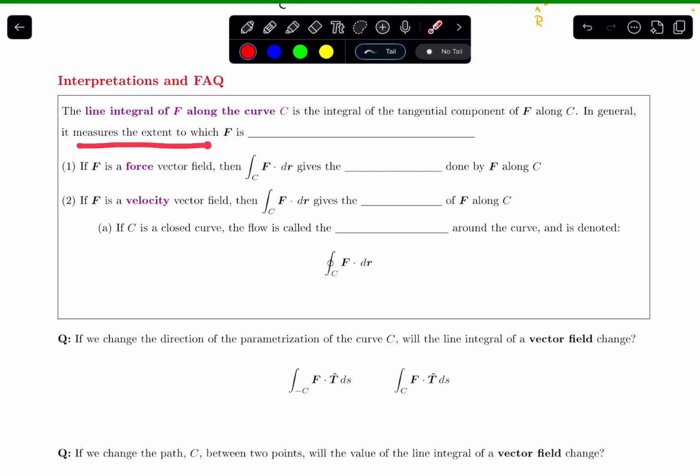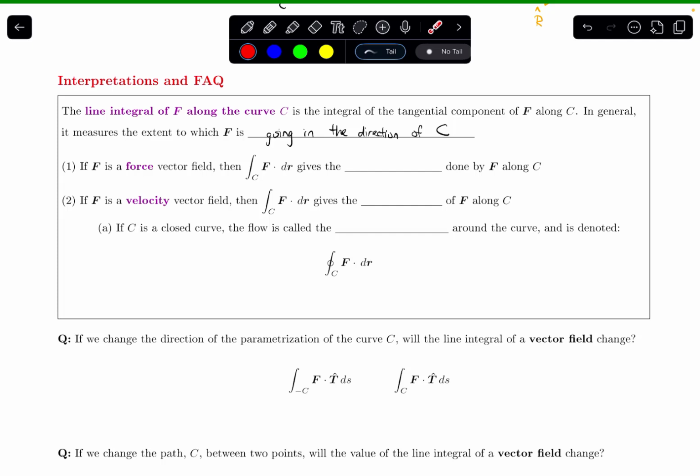And this measures the extent to which f, my vector field, is going in the direction of C. So if the vector field is generally pointing the same direction as our curve, whichever way we're traveling along the curve, I expect this line integral to be positive. If the vector field is pointing the opposite direction as my curve, if it's going against the grain, I'd expect it to be negative.